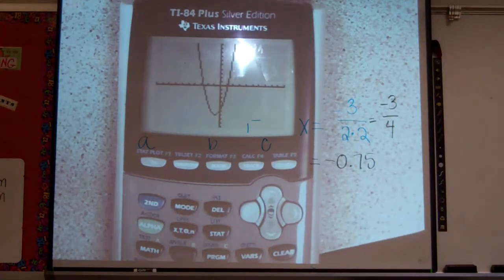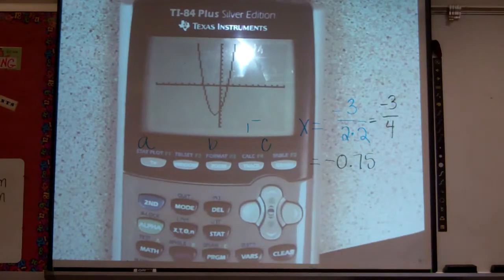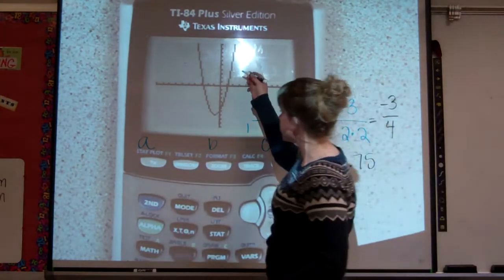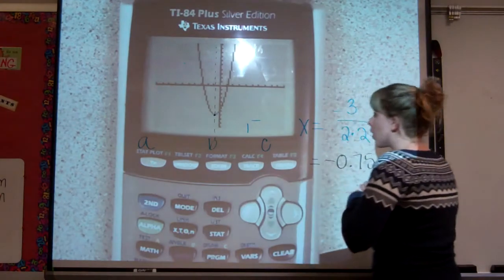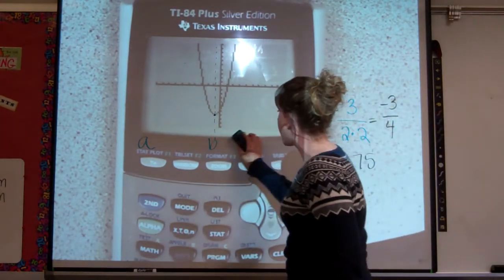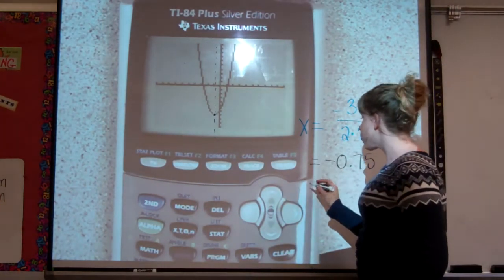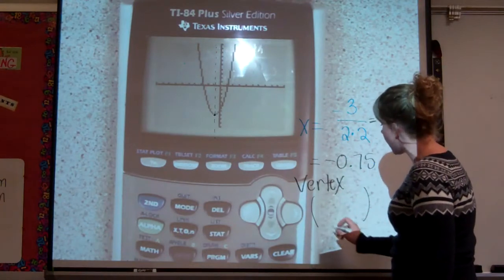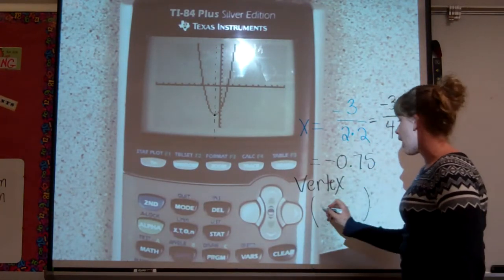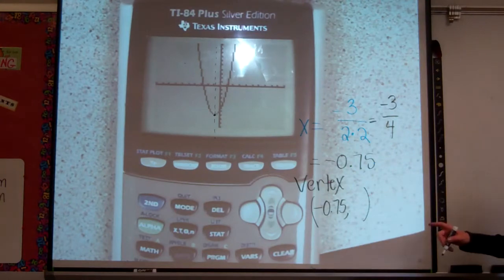Here we go. Now, based on my knowledge of the vertex and the axis of symmetry, here's the vertex, and the axis of symmetry is right here. The vertex and the axis of symmetry have the same x value. So if our axis of symmetry has an x value of negative 0.75, then our vertex also has an x value of negative 0.75. That's my x. All we need to use the graphing calculator to do is to find the y that corresponds with the x in the vertex.